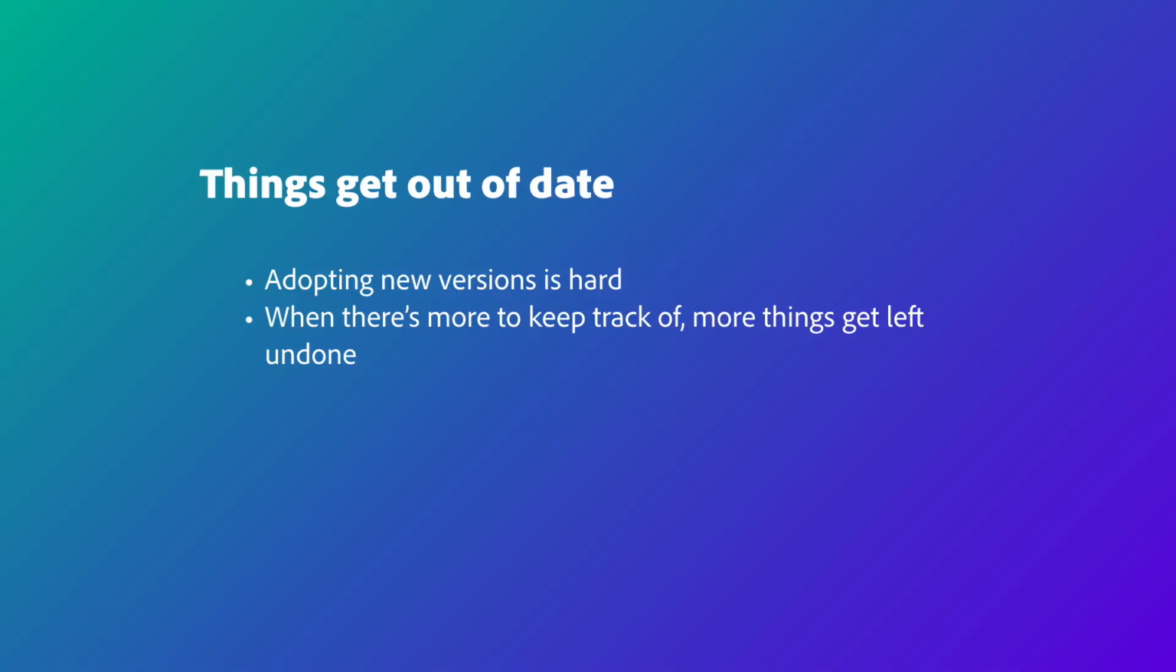And things get out of date. Adopting new versions is hard. And when there's more to keep track of, more things get left undone. It seems like common sense, right? But there are stories all the time of, like, 200 shades of blue on GitHub and Facebook, and it happens. It blows up, believe me.